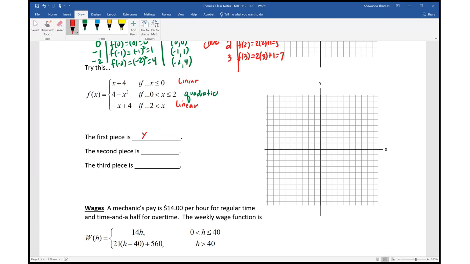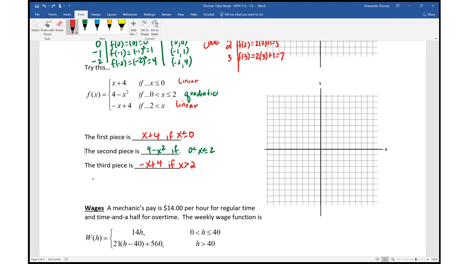All right, so the first piece is x plus 4. The second piece is 4 minus x squared, when the x's are between 0 and 2, but including 2. The first piece is when the x's are less than or equal to 0. And the last piece, negative x plus 4, when the x's are greater than 2. Notice that these intervals will never overlap, or it will not be a function.